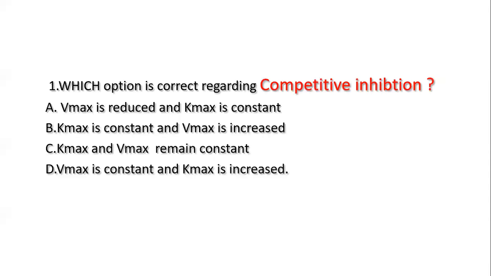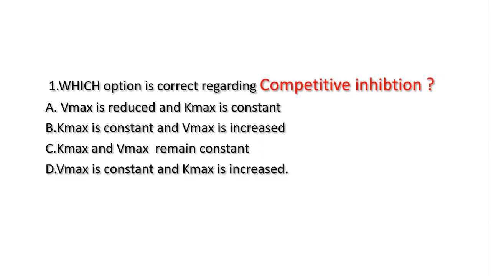In this video, we'll talk about Vmax and how to apply tricks and quickly find out the answer, right? Let's see the question first. Which option is correct regarding competitive inhibition? See the options. A, Vmax is reduced, Km is constant; Km is constant, Vmax is increased.